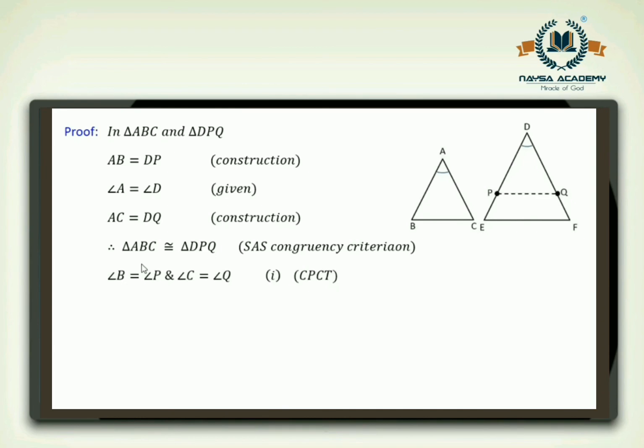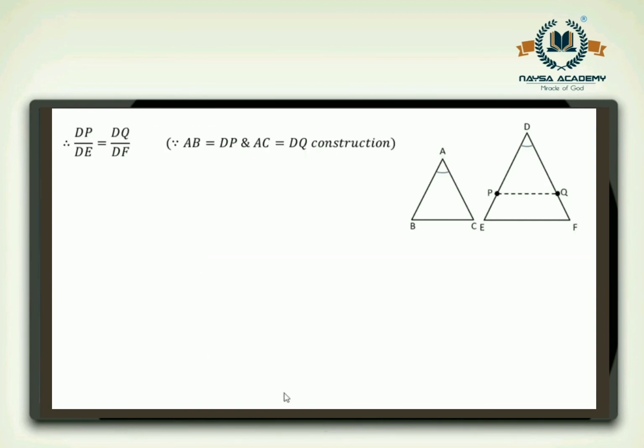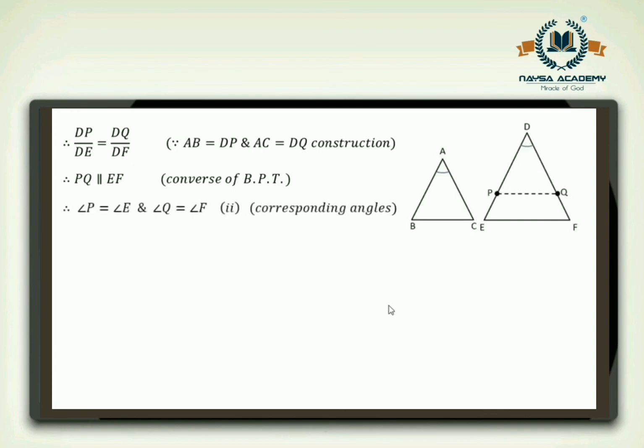Now as these two triangles are congruent, I have angle B equal to angle P and angle C equal to angle Q. Now AB upon DE is equal to AC upon DF. As AB is equal to DP and AC equals DQ, I can say that DP upon DE is equal to DQ upon DF. Now you can see that in triangle DEF, as DP upon DE is equal to DQ upon DF, you can say that PQ is parallel to EF by the converse of the basic proportionality theorem.